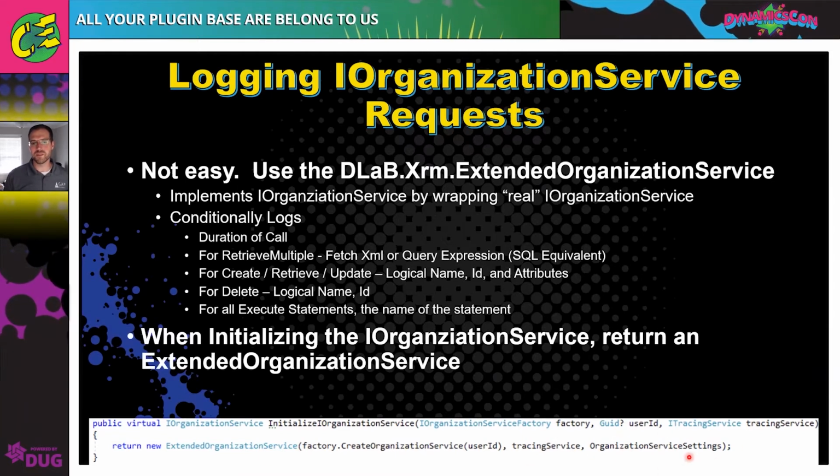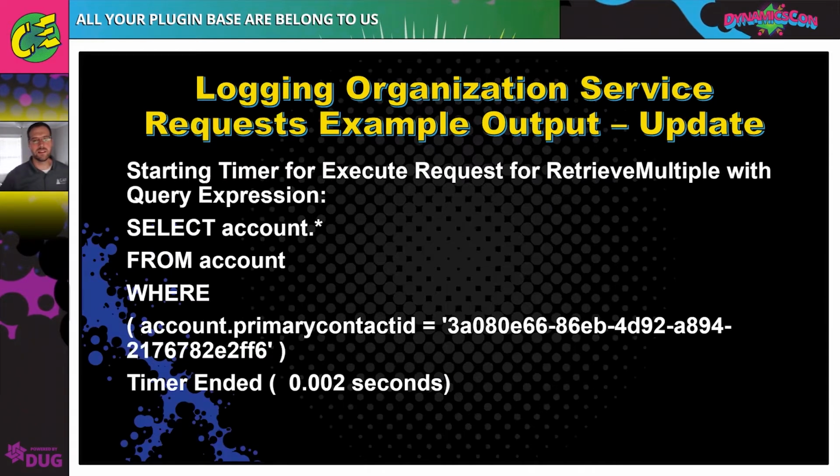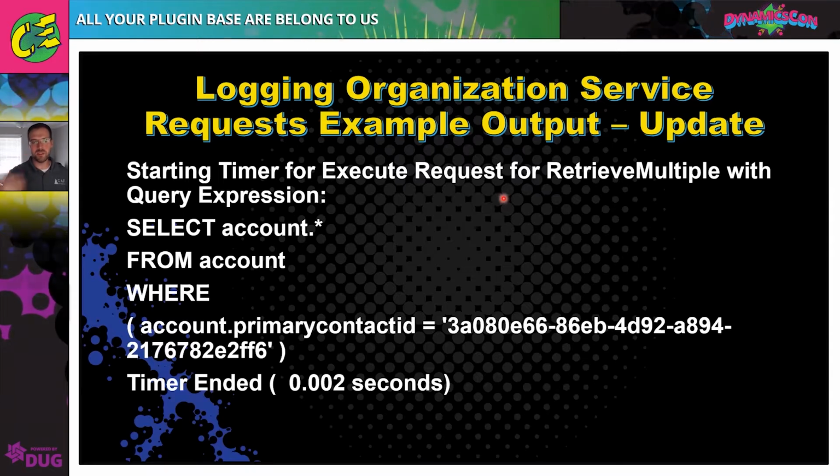And then there's some service settings to configure. Do you actually want to log it, or how do you want to log it, or all that kind of fun stuff. So here are some examples. Here's an update expression. So you can say, hey, starting timer for execute requests. That's from when you're actually doing this retrieve multiple.